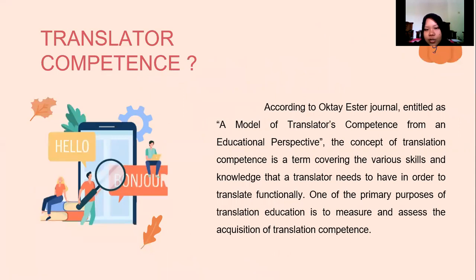The first one, I choose the translator competence definition by Oktay Esther Journal, and the journal entitled as a model of translators' competence from an educational perspective. The concept of translation competence is a term covering the various skills and knowledge that a translator needs to have in order to translate functionally. And one of the primary purposes of translation education is to measure and assess the acquisition of translation competence.